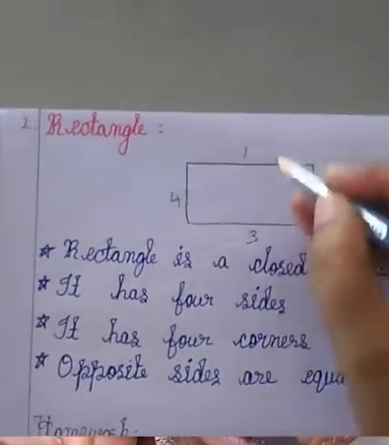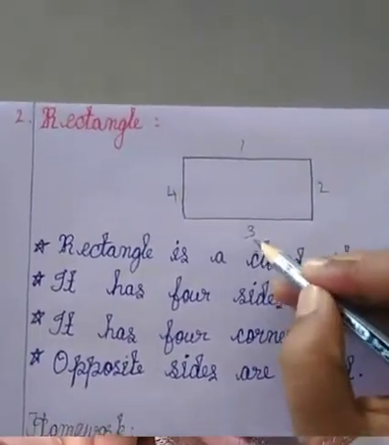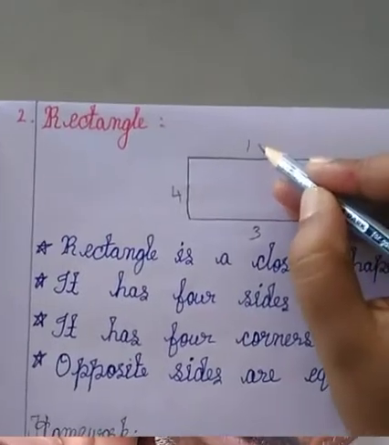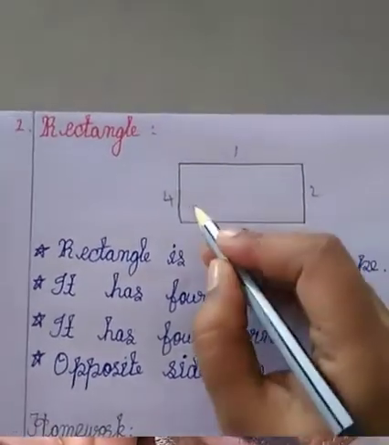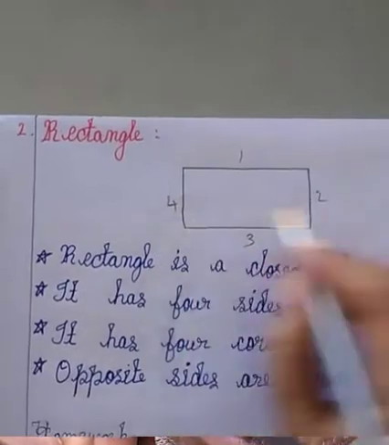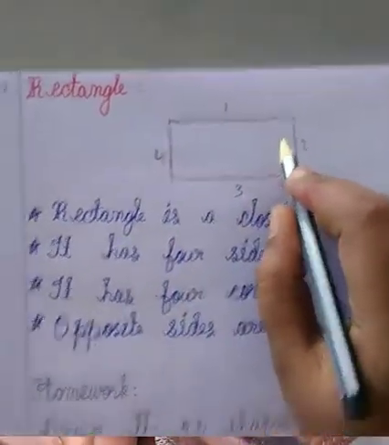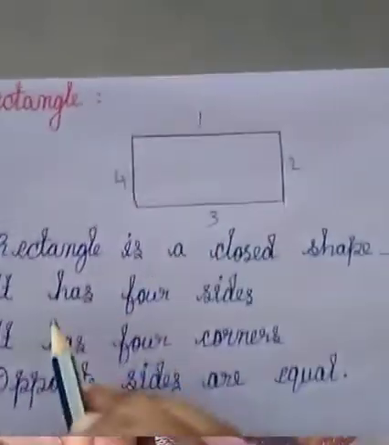See, 1 and 3. The opposite side of 1 is 3. The opposite side of 3 is 1. See, the opposite sides are equal. The opposite side of 2 is 4. The opposite side of 4 is 2. The opposite sides are equal. This is called a rectangle. See the properties of a rectangle.